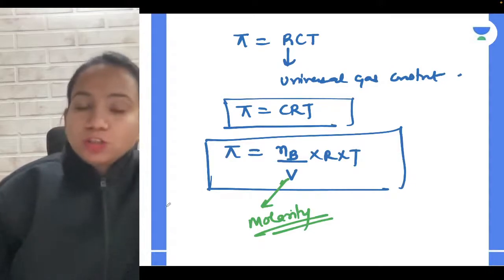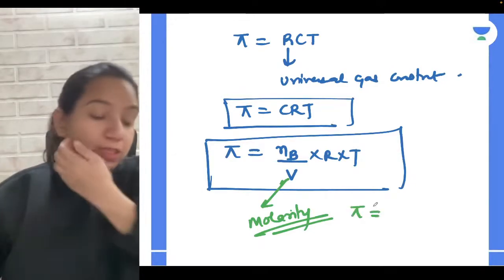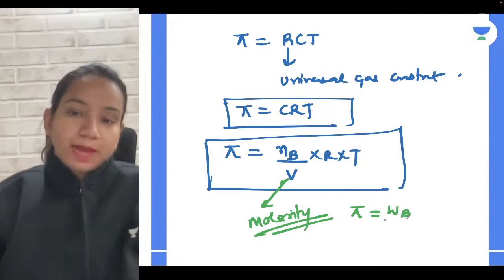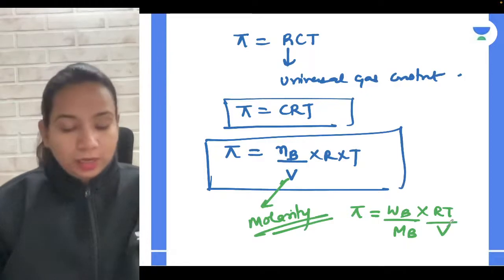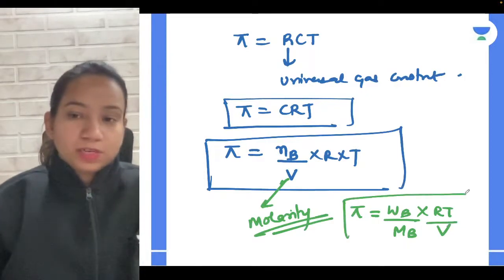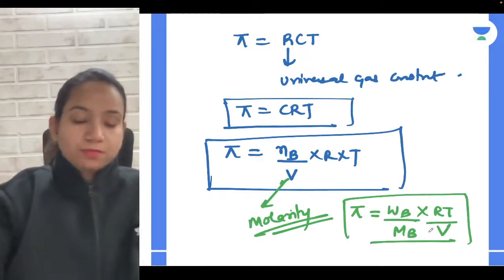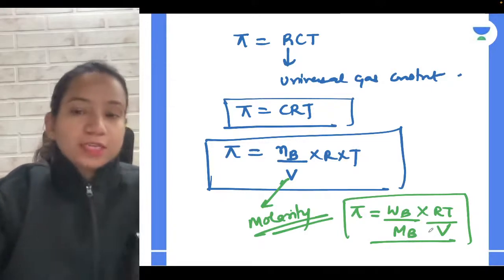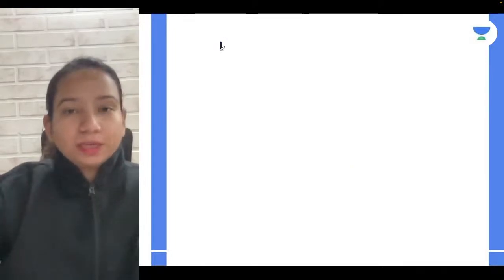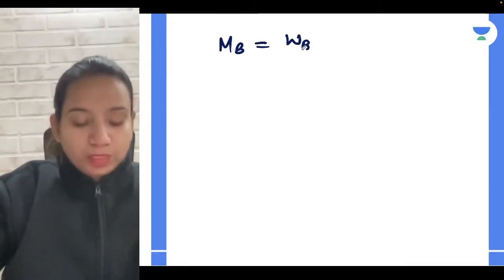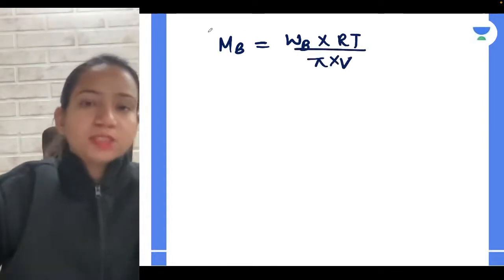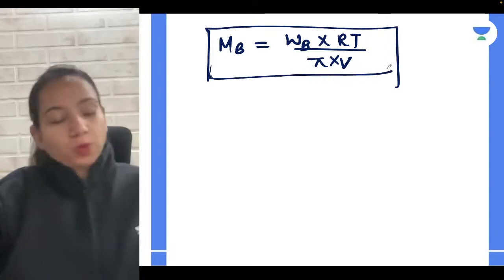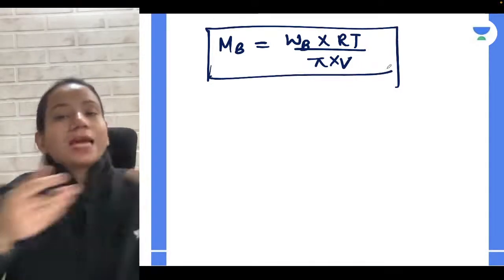Now the number of moles I can also split up and get the formula. So pi will be equal to WB by MB, into RT by V, and you can relate that as a formula. Very good. If you want to calculate any particular thing, like the molar mass, you take this side, and molar mass will be WB into RT divided by pi into V. Simple. So this is the formula by which you can calculate the molar mass.